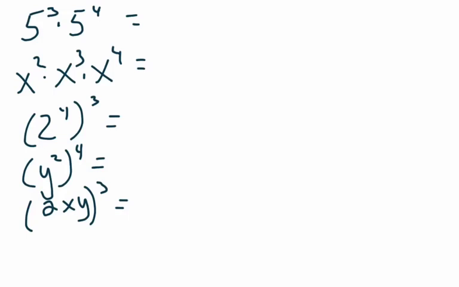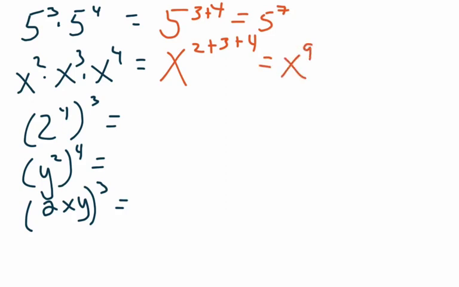But ideally, you want to get to the point where you're going to say, okay, this is going to end up being 3 plus 4 on my exponents, or 5 to the 7th, okay? And typically we would just go straight to the 5 to the 7th. You really want this to be automatic. Here we've got x squared times x to the 3rd times x to the 4th, which would be x to the 2 plus 3 plus 4, or x to the 9th.